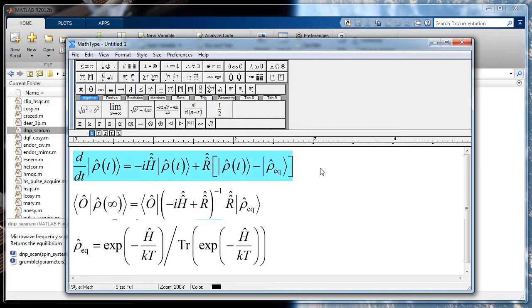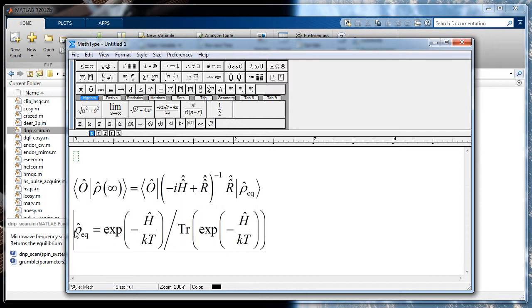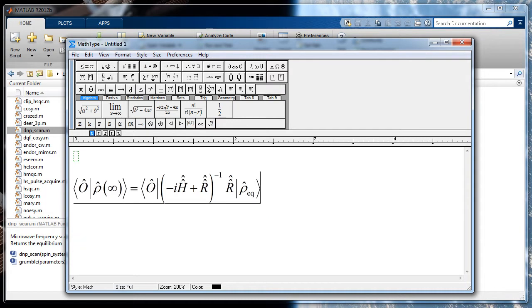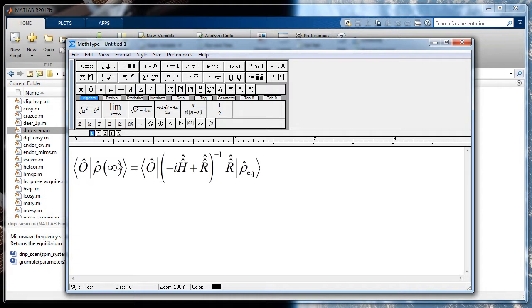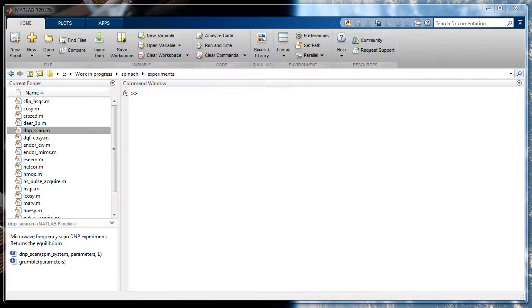Okay, so let's delete this. We don't need this. Let's delete this. I remember it all anyway. And keep this equation here. And this is the equation that we need to implement. So let's just go ahead and do it.